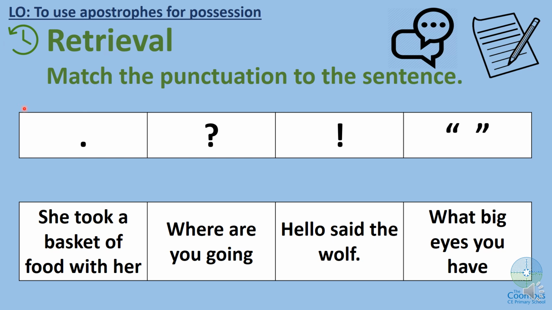Now I'm going to make it a little bit trickier, and you need to match the punctuation to the sentence that it belongs in. So this first sentence here is, she took a basket of food with her. What punctuation goes with that? Next we've got, where are you going? Hello, said the wolf. And what big eyes you have. Remember to pause the video if you need some time to talk about it before the answers come up.